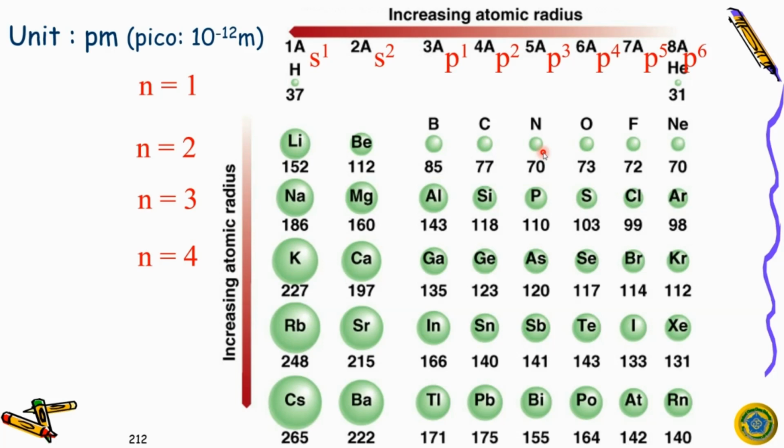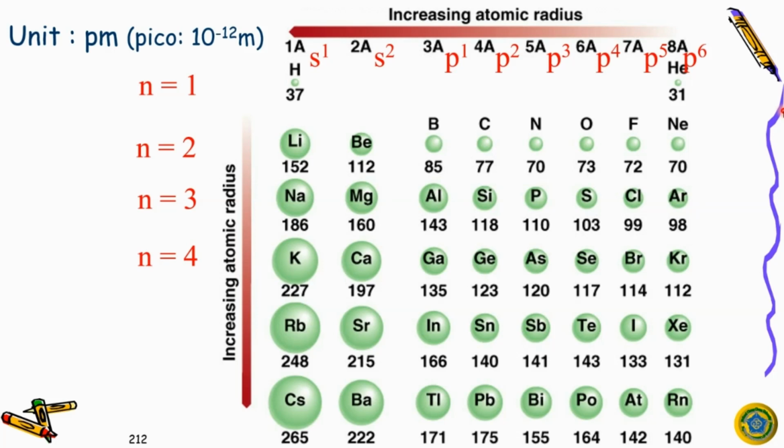You have negative electrons, you have positive protons, and they will attract each other. So the electron will be pulled in to become closer to the nucleus in this atom. That's why the size will decrease. So when you have more protons, the size will decrease.